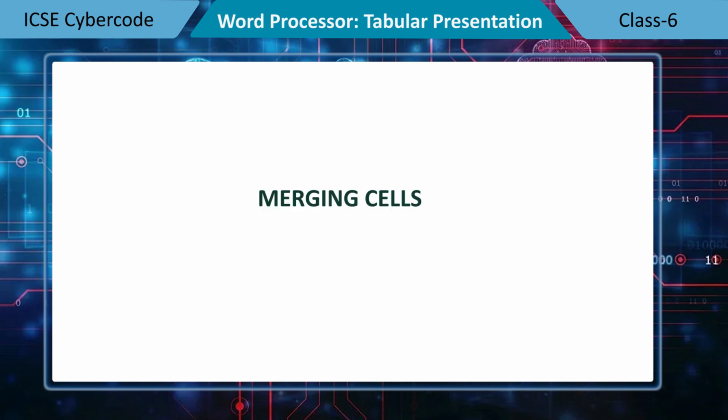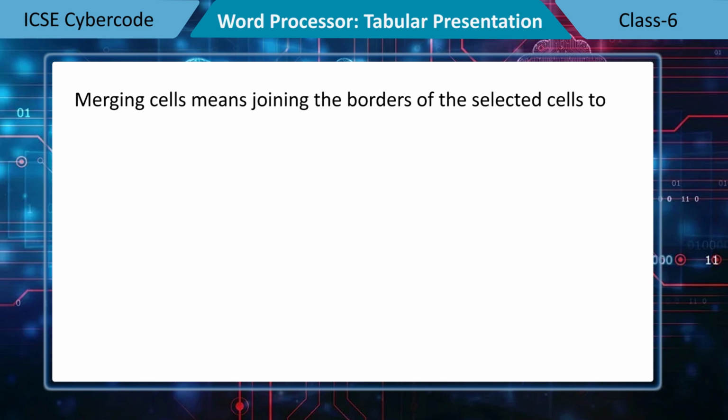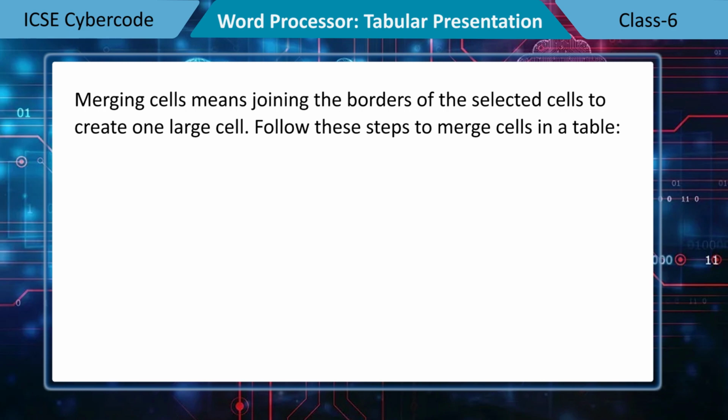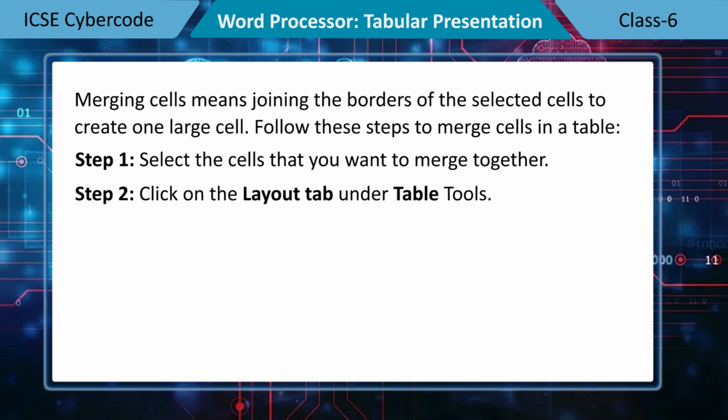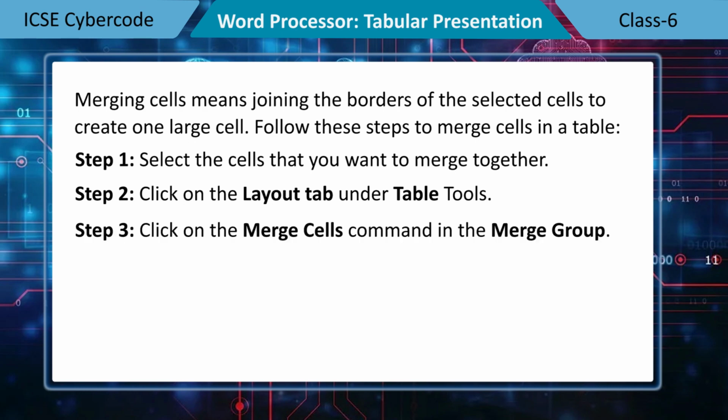Merging cells. Merging cells means joining the borders of the selected cells to create one large cell. Follow these steps to merge cells in a table. Step 1. Select the cells that you want to merge together. Step 2. Click on the Layout tab under Table Tools. Step 3. Click on the Merge Cells command in the Merge group.